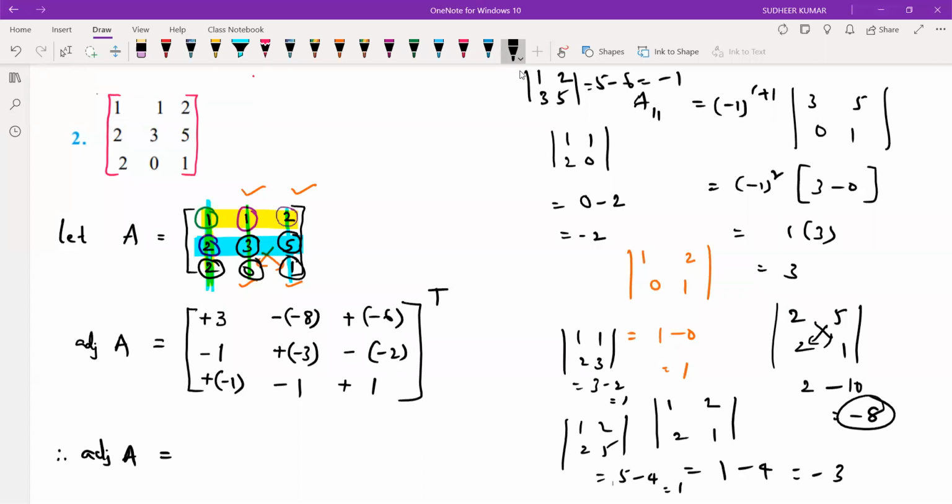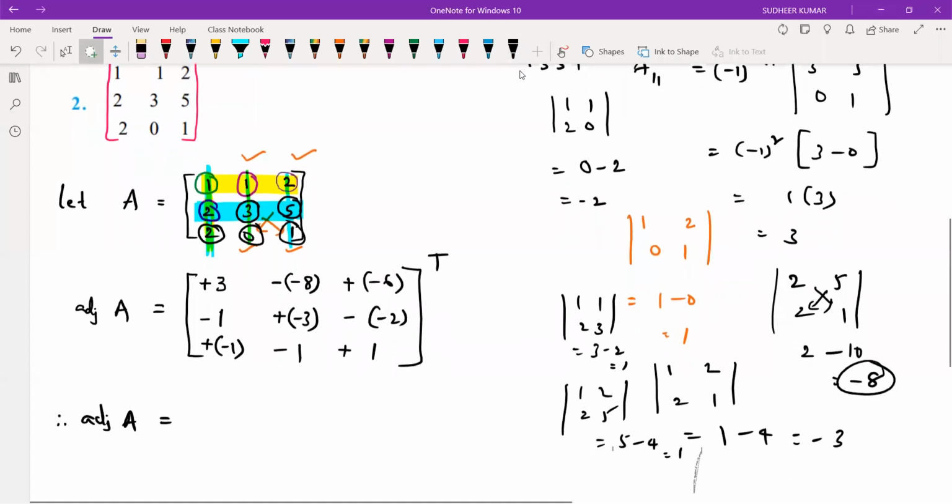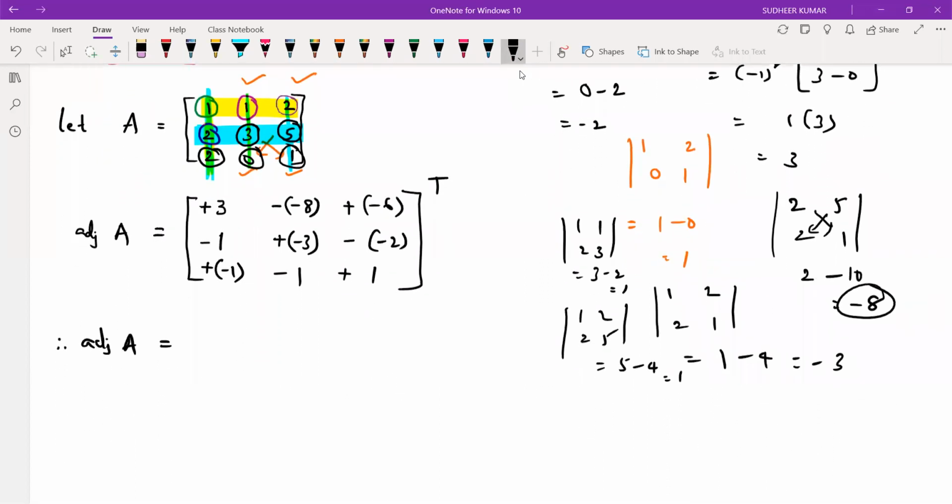Sir, we already wrote the transpose, so can we leave that? We should not leave it there. We should complete till the final step. So write till the transpose. While writing the transpose, write the row as column. First row as first column. So 3, minus of minus 8, minus of minus 6, and the next one minus 1, plus of minus 1, minus 3, minus of minus 2, plus of minus 1. This is minus 1, minus 1, plus 1. That's it.